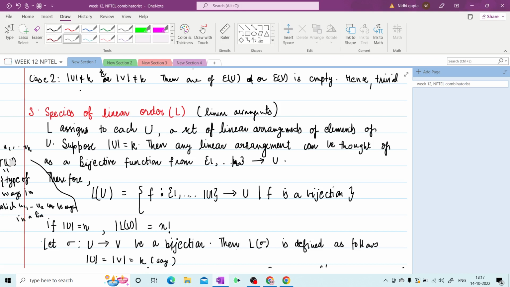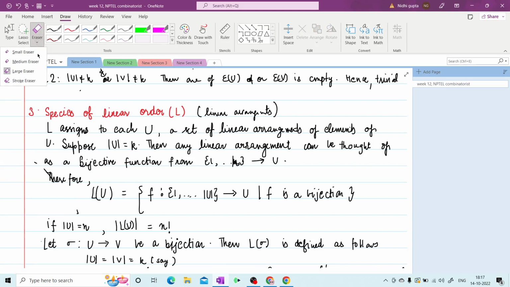This is aside. Or you can see giving a linear arrangement. So I'll write it down later nicely. Here is the important part. So it is assigning any linear arrangement.